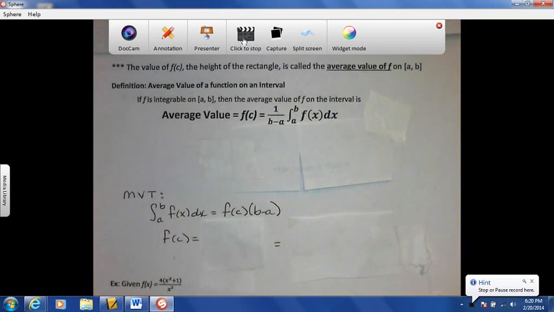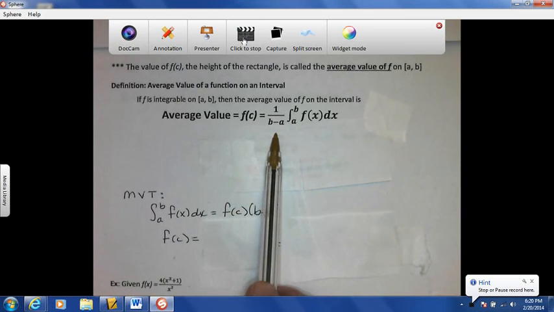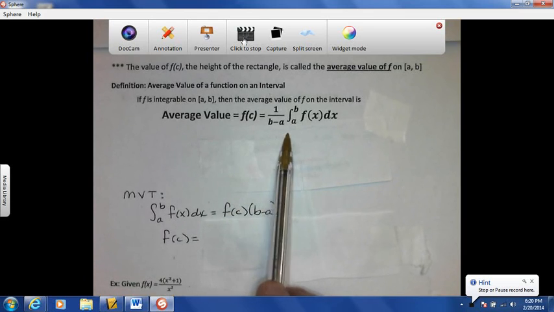Now, the height of the rectangle is actually a very important idea in calculus. That height of the rectangle is the average value of the function. So the definition states that if f can be integrated on the closed interval from a to b, then the average value on that interval is going to be 1 over b minus a times the integral from a to b of f of x dx.